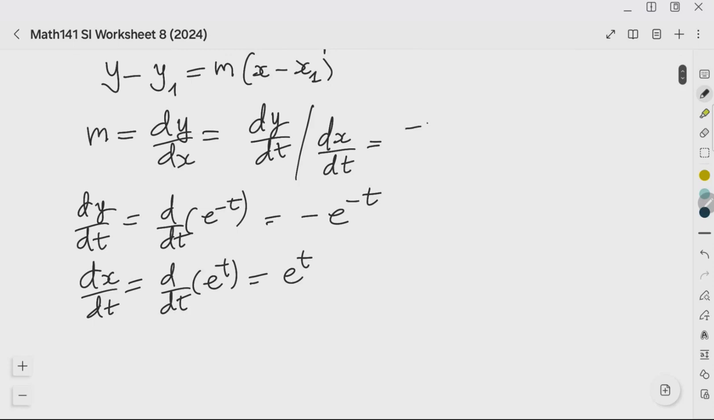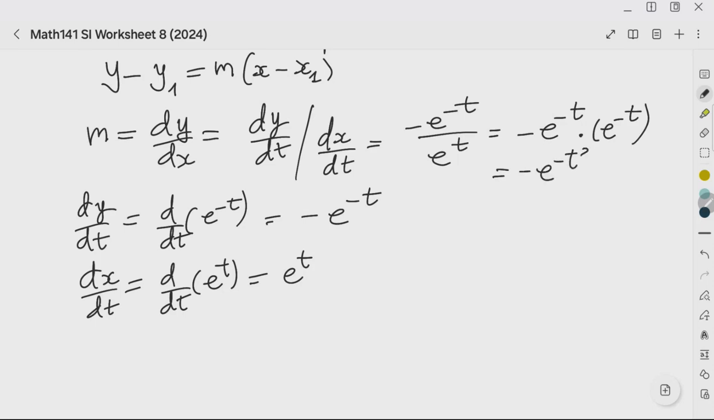So in other words, we have negative e to the negative t over e to the t, which is just minus e to the minus t multiplied by e to the minus t, which is just minus e to the minus t squared. Oh, sorry, not t squared, it would be 2t. Yeah, e to the minus 2t.